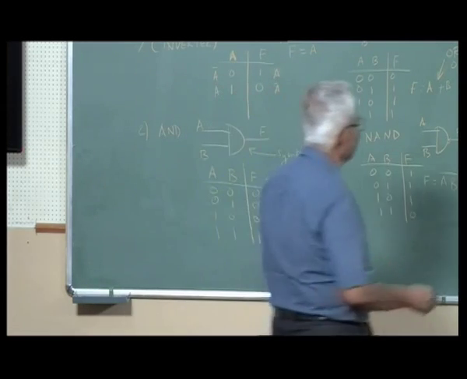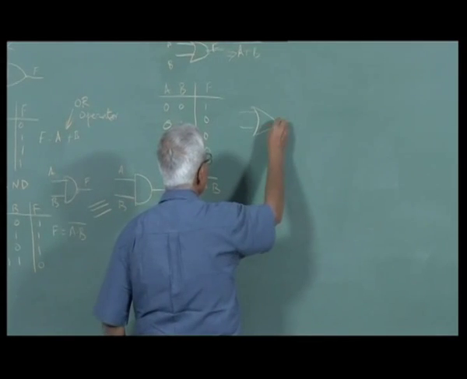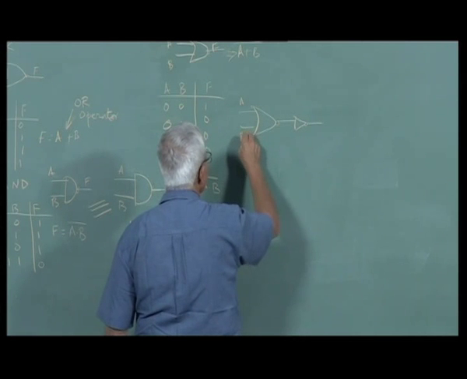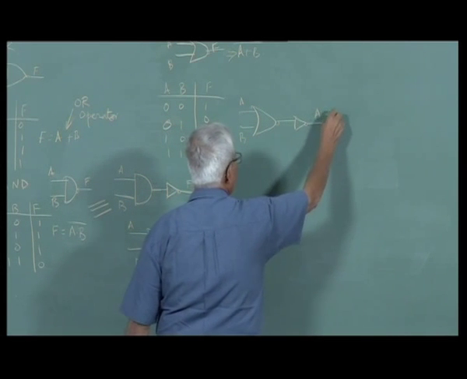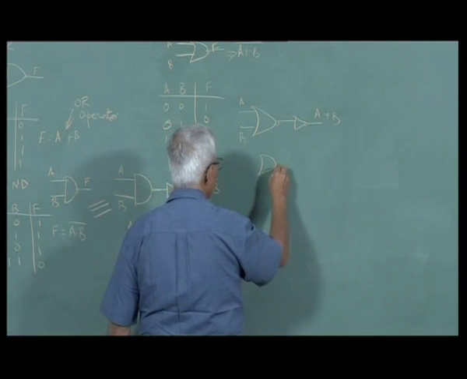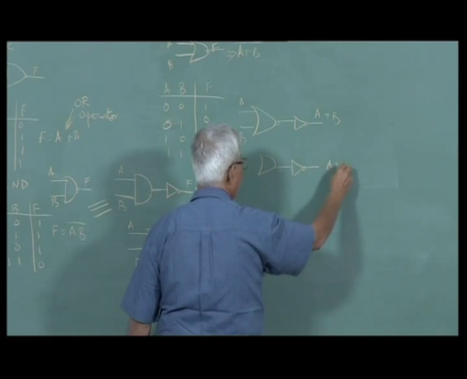Now this again you can follow from the OR gate by providing an inverter. You take an OR gate, put an inverter, this becomes A OR B bar.